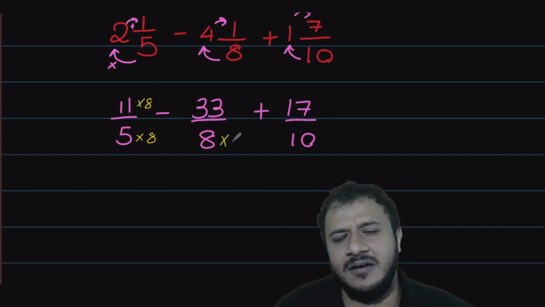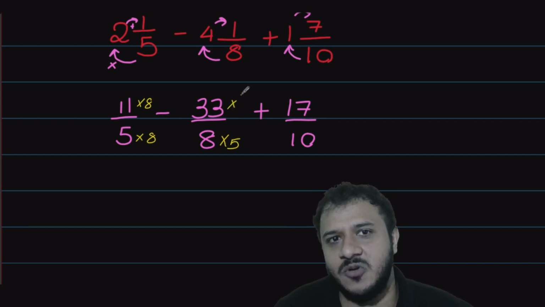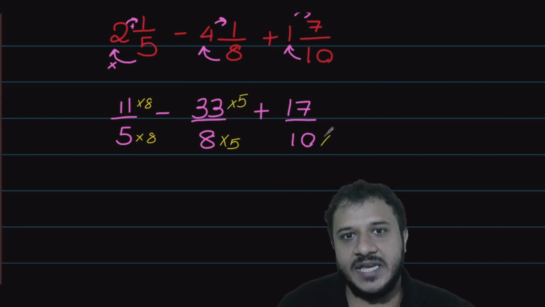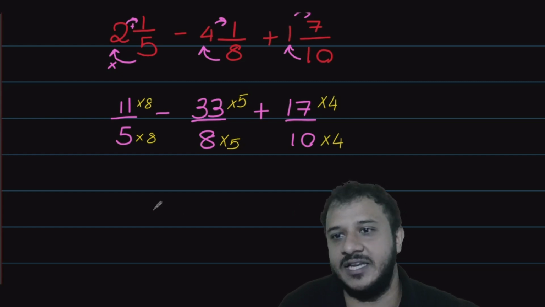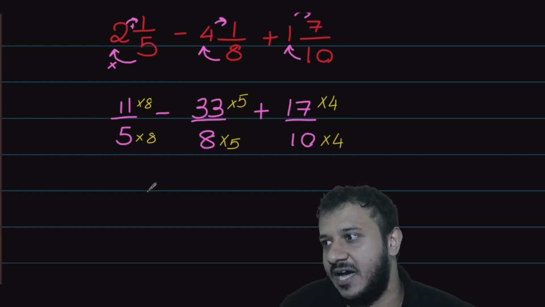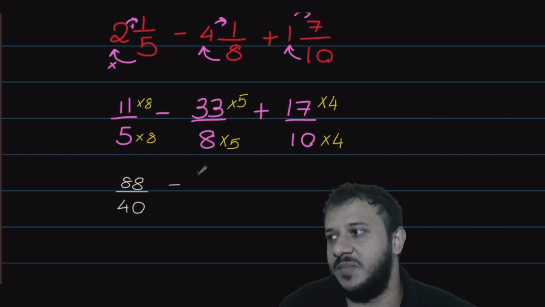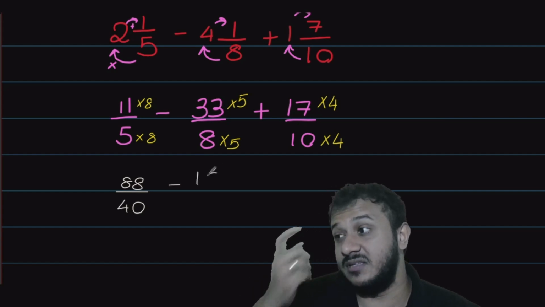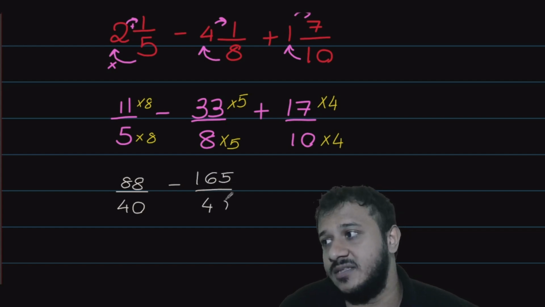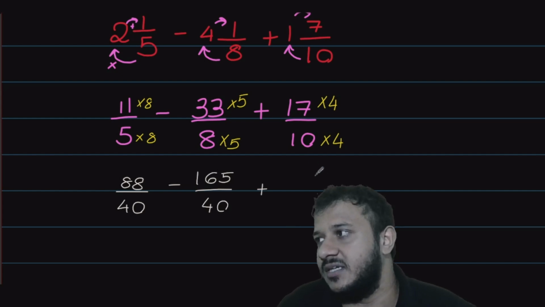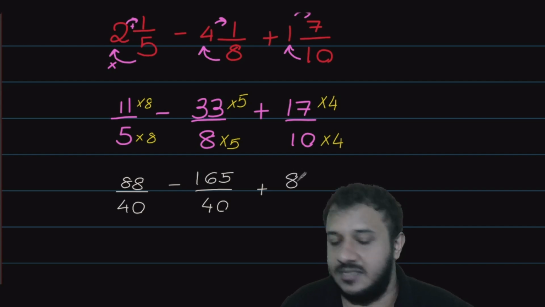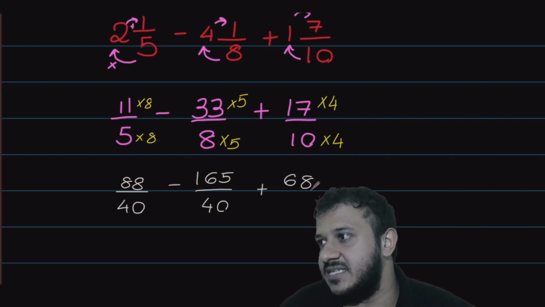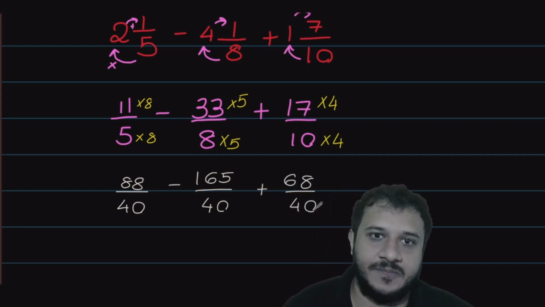Here, to make it 40, I have to multiply by 5, right? So up here also multiply by 5. To make it 40, I have to multiply here by 4. So up here also multiply by 4. Got it, guys? Then what will I get? I will get 88 out of 40, minus 165 out of 40, plus this will be 34 doubled, that's 68 out of 40.